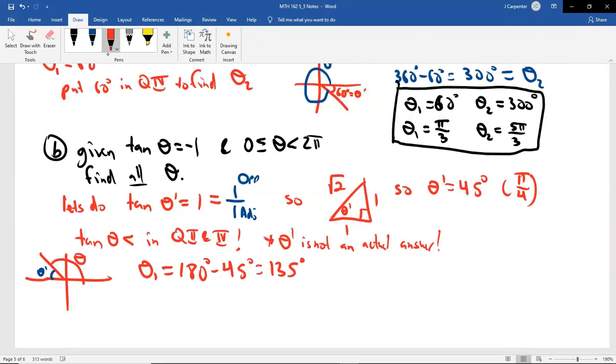Sorry, I got distracted, which is 135 degrees. So that's our first angle.